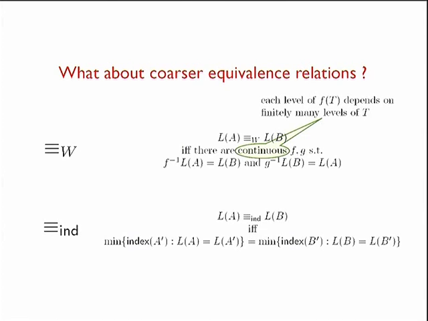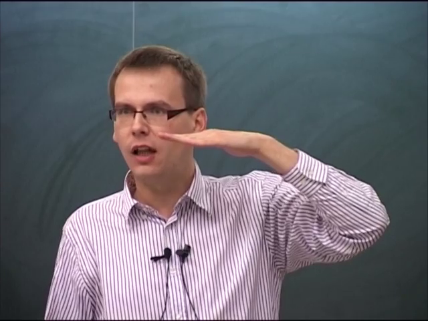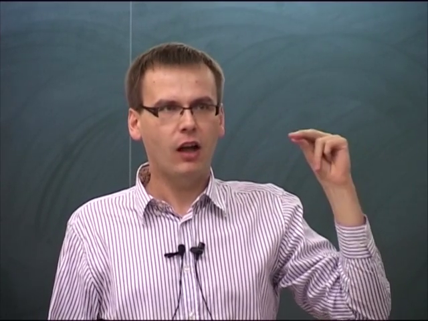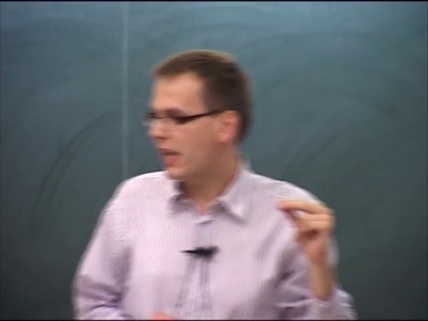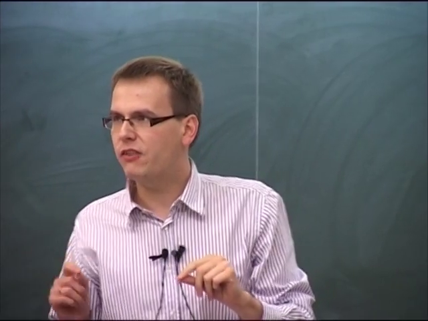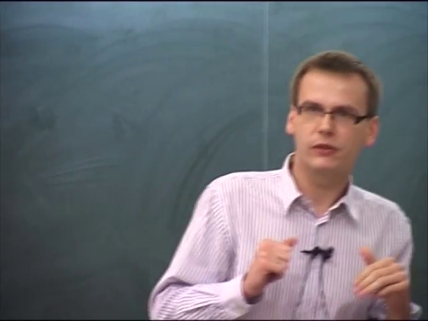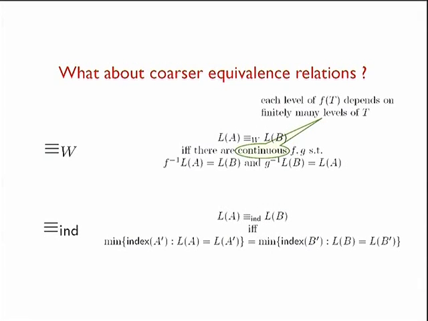I will say that a function is continuous if I can determine, say, the nth level of the output after knowing some fixed number of levels of the input. So you ask me, what is the seventh level of your tree? And I say, if you give me the first 17 levels of the input, I will give you the output. That's a continuous function. By no means does it have to be computable. It's just an abstract construct. Now, why are these important?